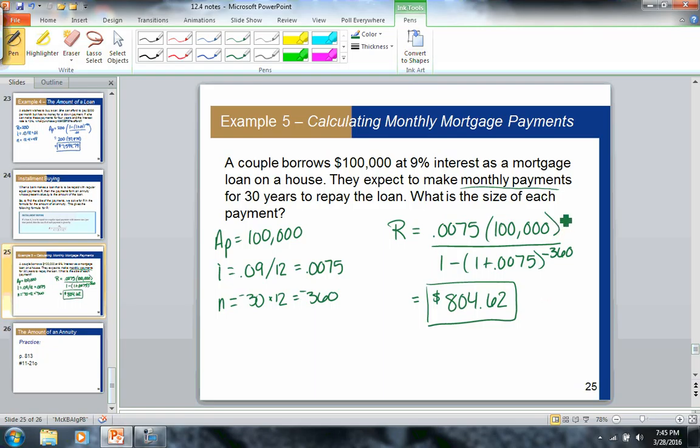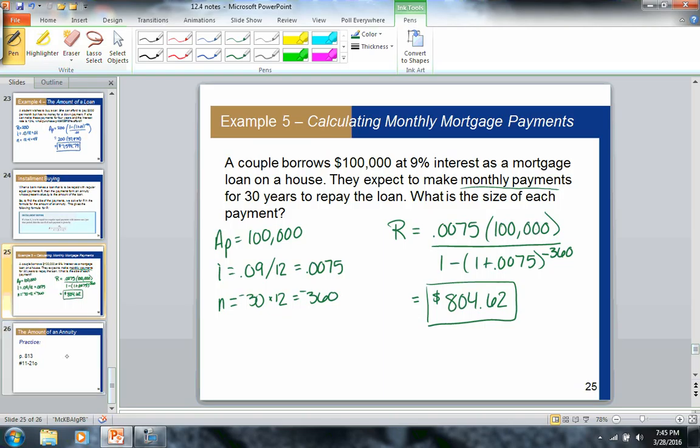We don't want it to be more than $100,000. Okay, because that's the R value. That's every month. So if they pay this amount every month for 30 years, then they will have paid $100,000 back at the end. Okay?